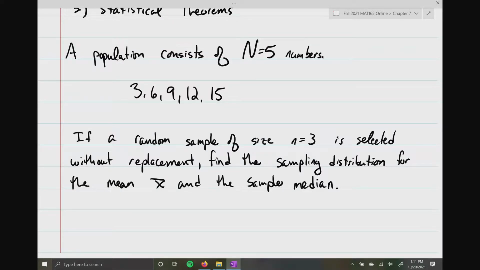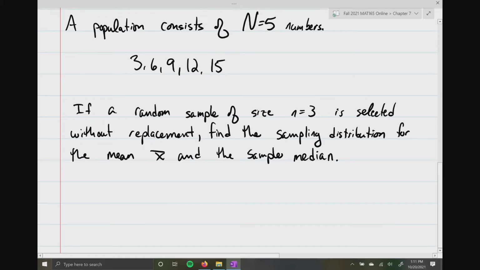Okay, so here's our problem right here. A population consists of N equals 5 numbers, and those numbers are going to be 3, 6, 9, 12, and 15. If a random sample of size n equals 3 is selected without replacement, find the sampling distribution for the mean, x bar, and the sample median.